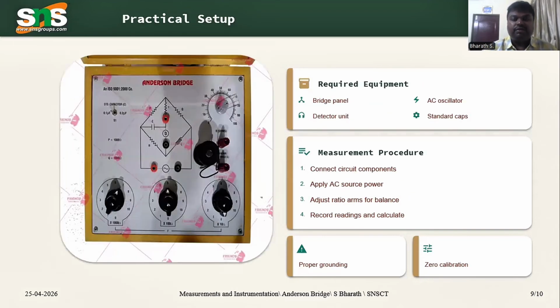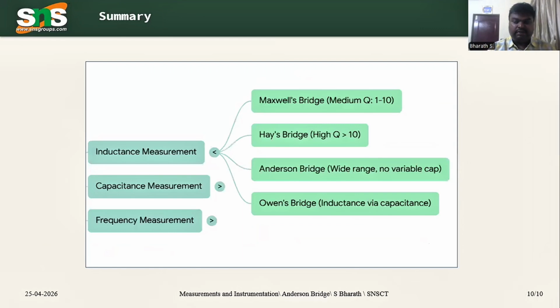For the practical setup in the lab, the required equipment is the bridge panel and the supply system, connected across an unknown inductance, with a capacitance and variable resistances. Adjust and find the value, and tabulate the readings.